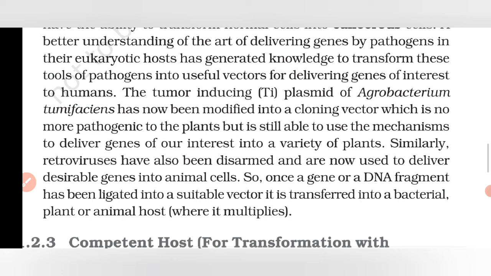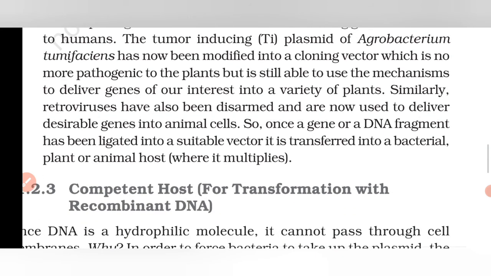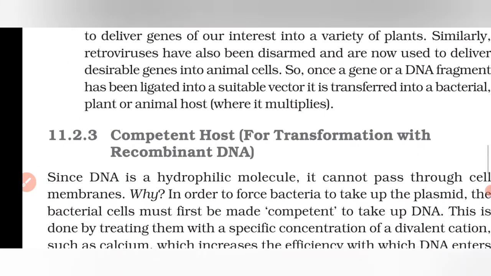So it does not transform normal cells into tumors anymore because it has been modified into a cloning vector, and it is still able to use the mechanism to deliver the genes of our interest into a variety of plants. Similarly, retroviruses have been disarmed and are now used to deliver desirable genes into an animal cell. In case of plants, we use Agrobacterium tumefaciens, which has the tumor inducing plasmid. In case of animals, we use retroviruses to deliver the desirable genes into the animal cells. So once a gene or a DNA fragment has been ligated into a suitable vector, it is transferred into a bacterial, plant or animal host.